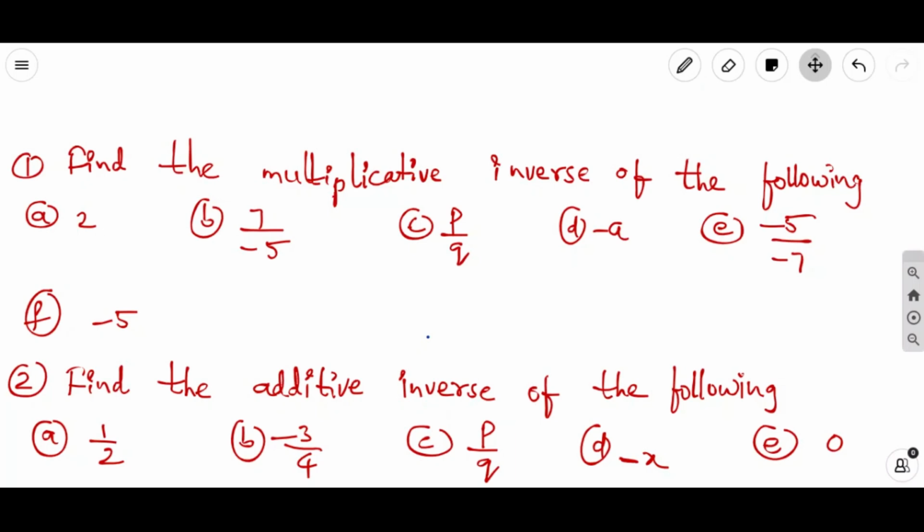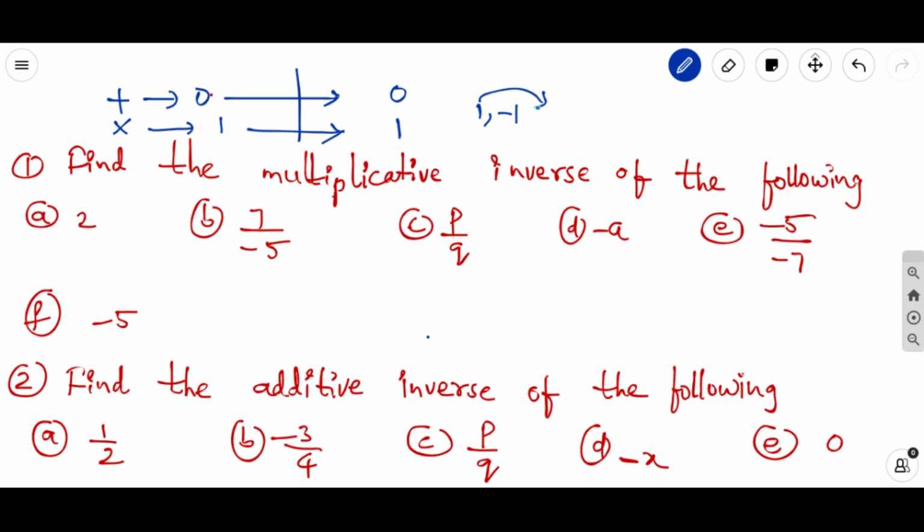It's most important. I would like to discuss some MCQ questions on additive inverse, multiplicative inverse, additive identity, and multiplicative identity. We know that additive identity is 0, multiplicative identity is 1. Additive inverse of 0 is 0 only. Multiplicative inverse of 1 is 1 only. And one more thing we discuss for the 1 and minus 1 cases.